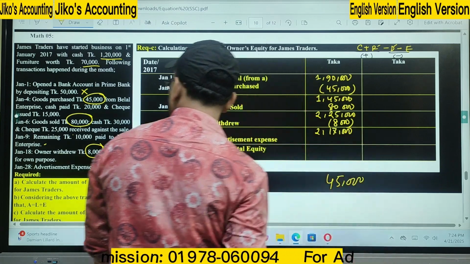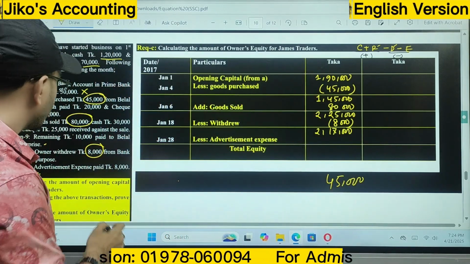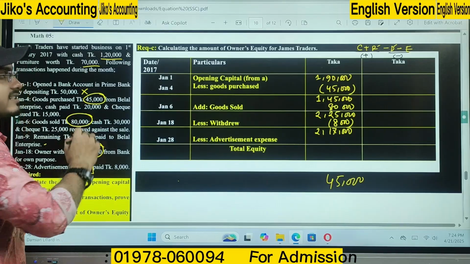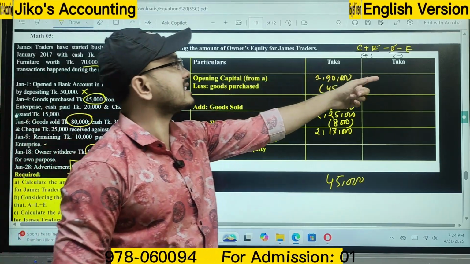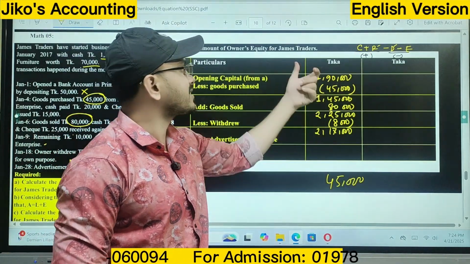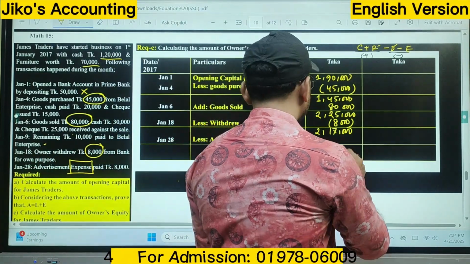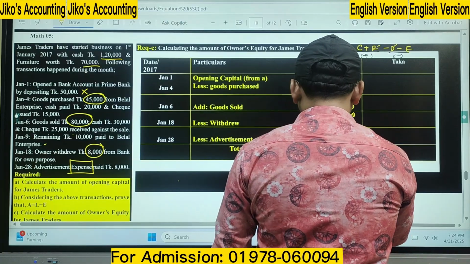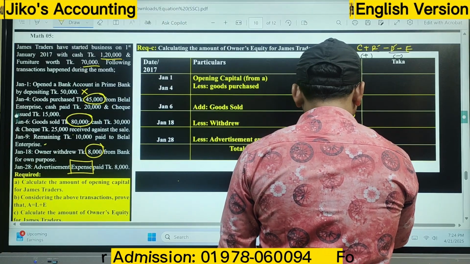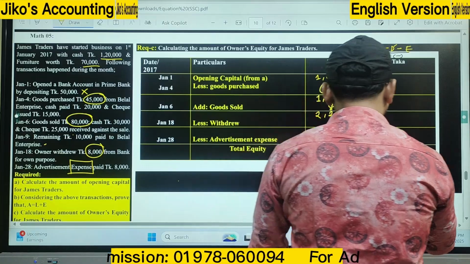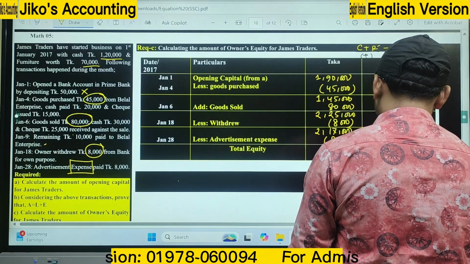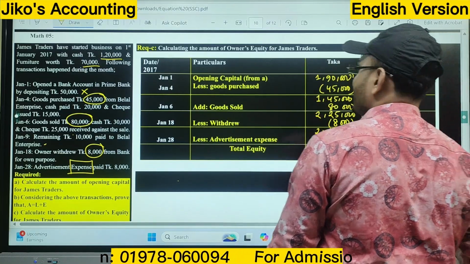Is it okay, sir? Then how about advertisement expense? As the expense is mentioned here, mention of expenses always indicates the deduction of the equity. You can see the minus sign. So deduct it. What is the amount here? Same amount, 8,000. Okay, fine. What is my amount here, sir? 2,09,000. That's the total amount of the equity.